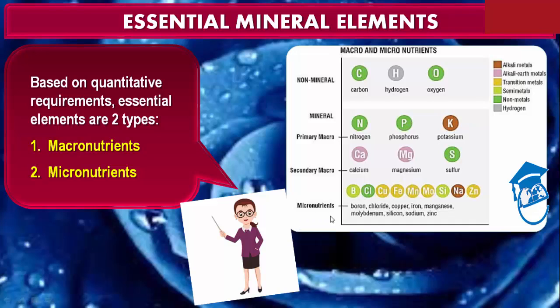And the micronutrients category is boron, chlorine, copper, iron, manganese, molybdenum, silicon, sodium and zinc. So these nine are your micronutrients, and three are secondary macro, that is calcium, magnesium and sulphur. And primary macro are nitrogen, phosphorus and potassium. Okay, so these are your macro and micronutrients based on the quantitative requirement.